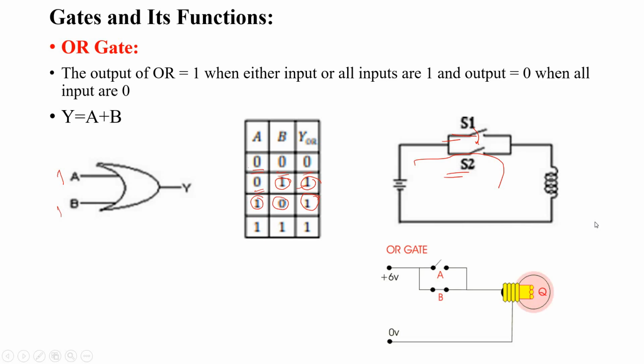You can see that when B is switched on, the bulb lights up. When A is switched on, the light is turned on. See, here is the example of the same. A is on, light is on. When B is on, light is on, or when both are on, light is also on. So this is the example of the OR gate.